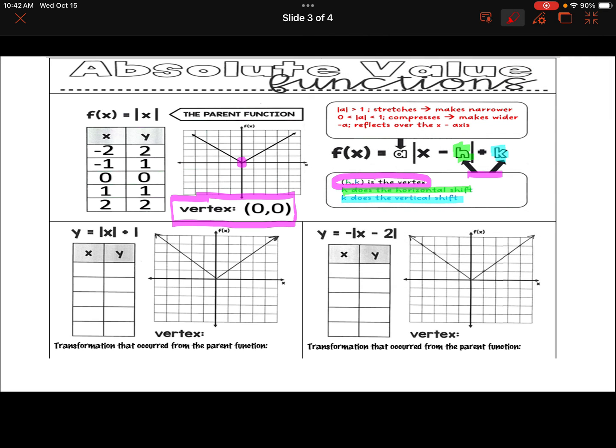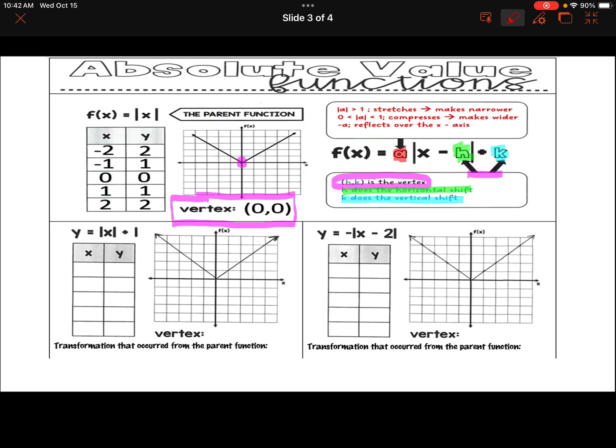And then this A value out in front is going to tell me if I'm going to make it narrower, I would multiply by like 2 or 3 or 4, and that's going to stretch it vertically. If I were to multiply by like 1/2, 1/3, 1/4, that's going to compress it vertically. That's going to make it wider. And if I multiply by a negative version, then that means it's going to be reflected over the x-axis.